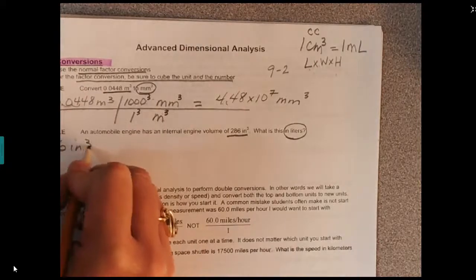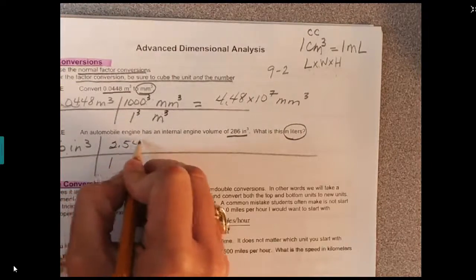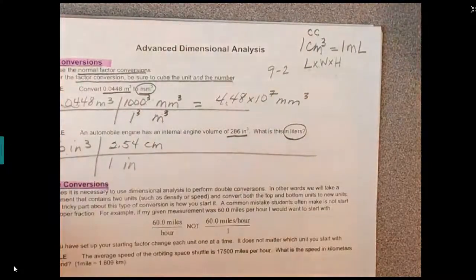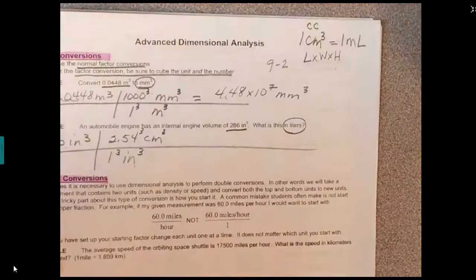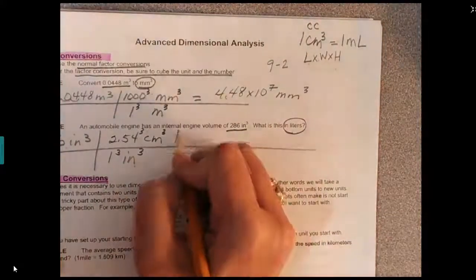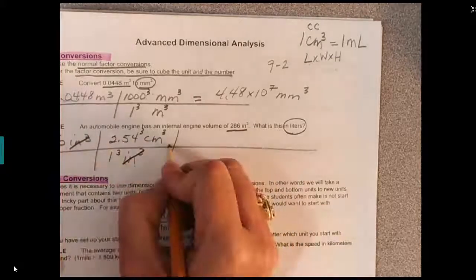286 inches cubed, because we always start by writing our given. The words on the top are the, okay, I know for every 1 inch, there's 2.54 centimeters. Yes? But I don't need just 1 inch, I need a cubed inch. So I cube everything, because what I do to one thing, I do to the other. Okay? So my inches cubed cancels. Now I'm at centimeters cubed.